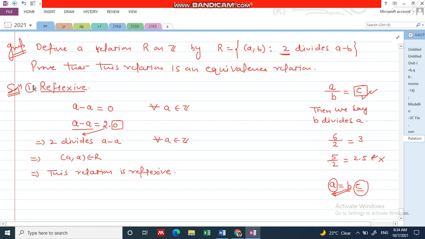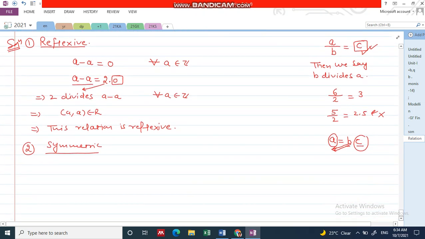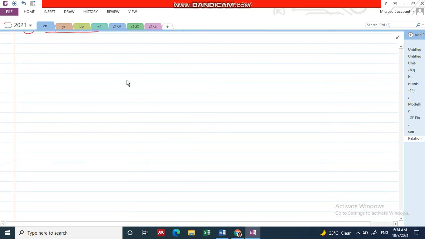Now, in the second part we see whether this relation is symmetric or not. In order to prove that the relation is symmetric, we take (a, b) as a member of the relation. As this is a member of the relation, it means that 2 divides a minus b.